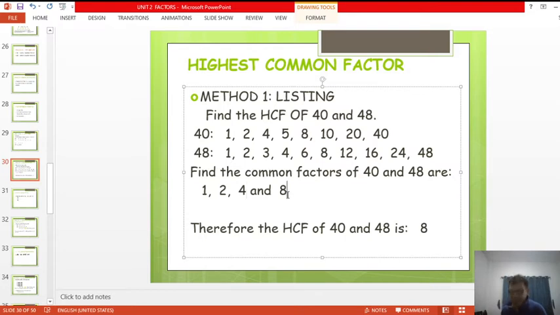So again, this time you have to see which one is the highest in number. So the highest here is 8. Of course, it's not 1. So since we're talking about highest common factor, your answer is 8. So I hope you understand this.